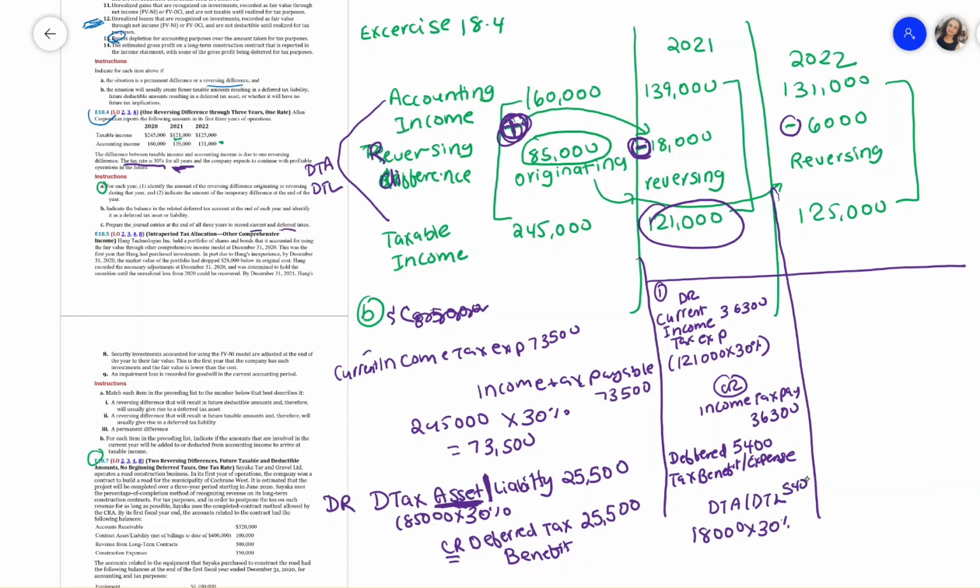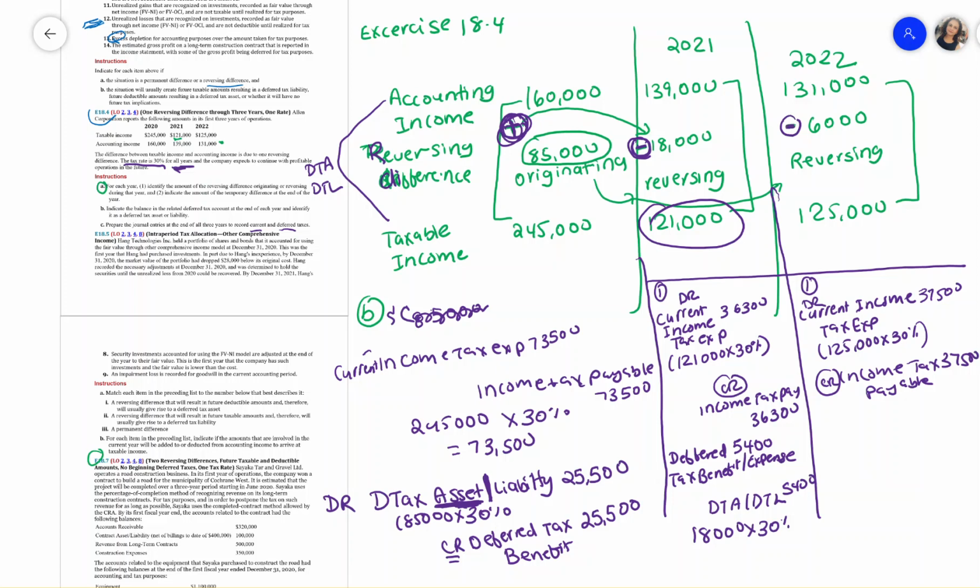So that's the reversing difference. Now let's do the same thing for our 2022. First, we're going to do the current income tax expense, and that will be your taxable income, which is 125,000, multiplied by the tax rate. In this case, the tax rate is 30%, and then it will be a debit of 37,500. And then what we do is credit your income tax payable for the same amount, and it's a credit, and this is a debit of the same amount, 37,500.